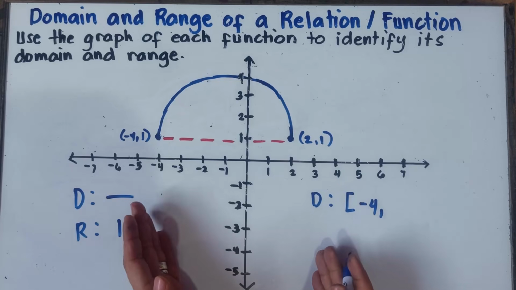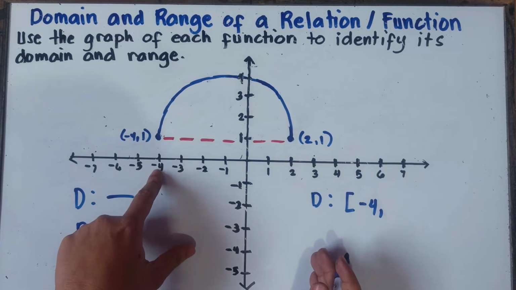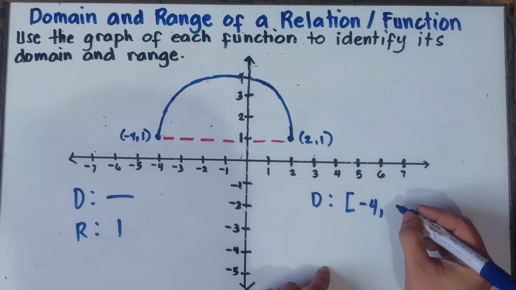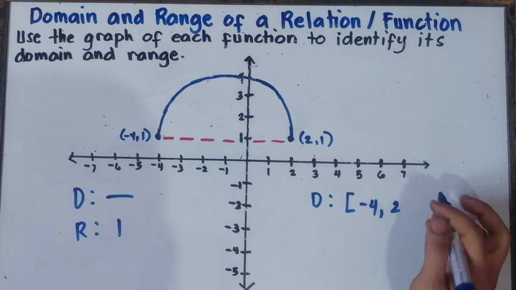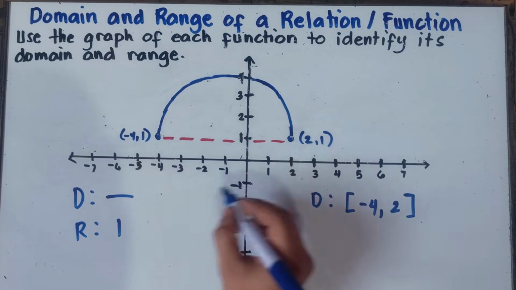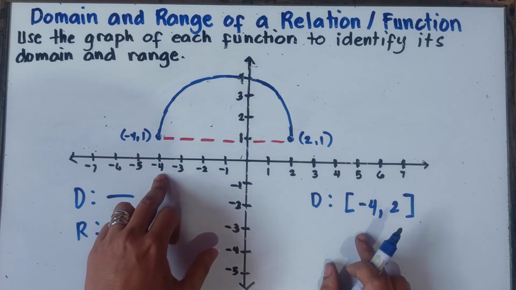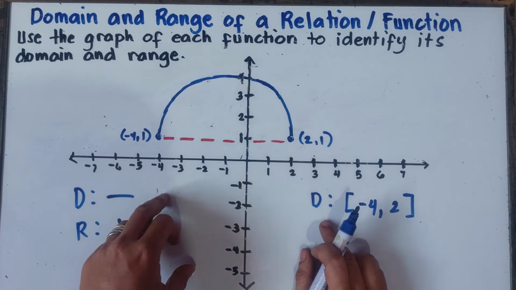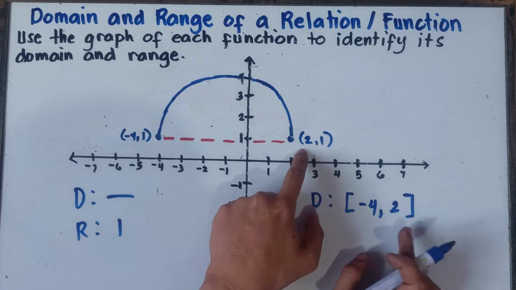Once again, the domain, that would be the horizontal distance. So x is negative 4, and then x is positive 2. So therefore, from negative 4 up to positive 2. Once again, class, you need to use a bracket because you have a closed circle. So closed circle, always use bracket. So from negative 4, once again, this domain, there would be the x values, right? The horizontal distance, so from negative 4 up to positive 2.